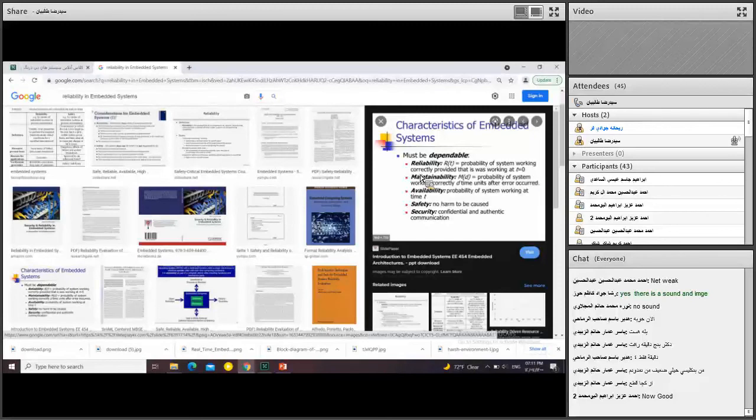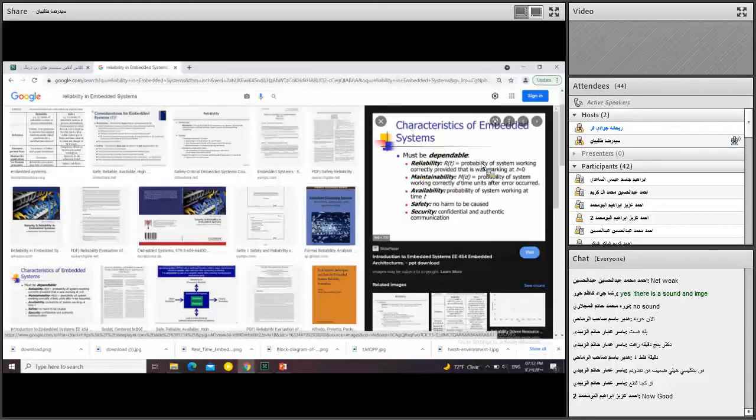Another thing is maintainability. Maintainability is another probability of system working correctly, in time units after an error occurred. And availability is another probability of system working at time t. Then these three parameters, reliability, maintainability, and availability, all of them are probability of system working.